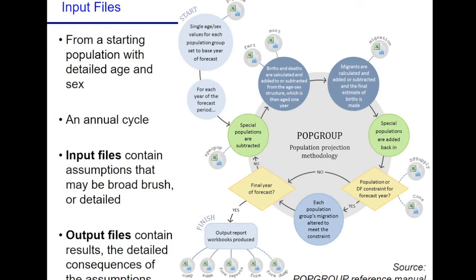So these input files contain a set of assumptions, and these assumptions can be very broad brush, or they can be very detailed, including, for example, the exact counts of births or deaths or migration that we wish our projection to replicate.